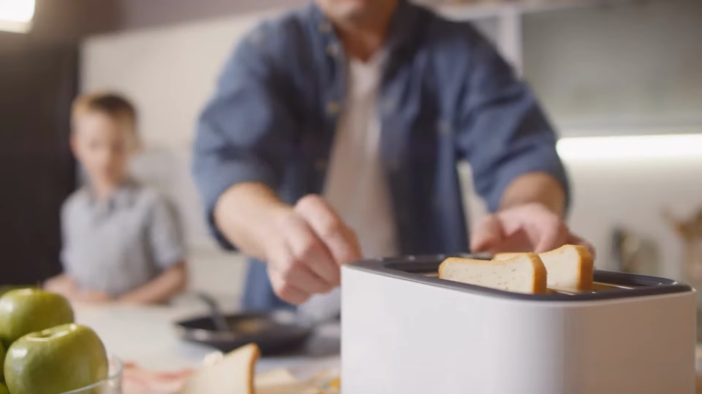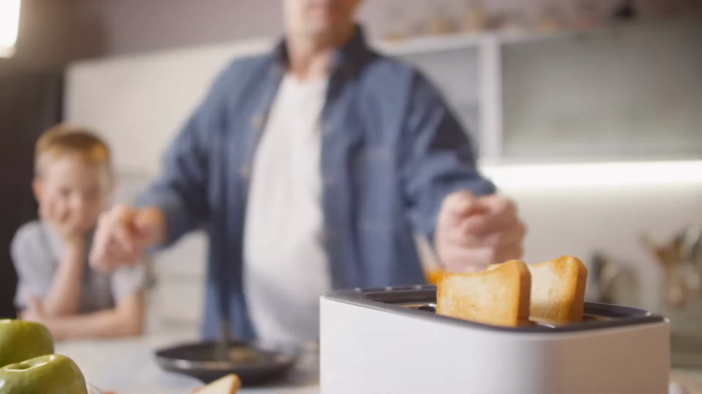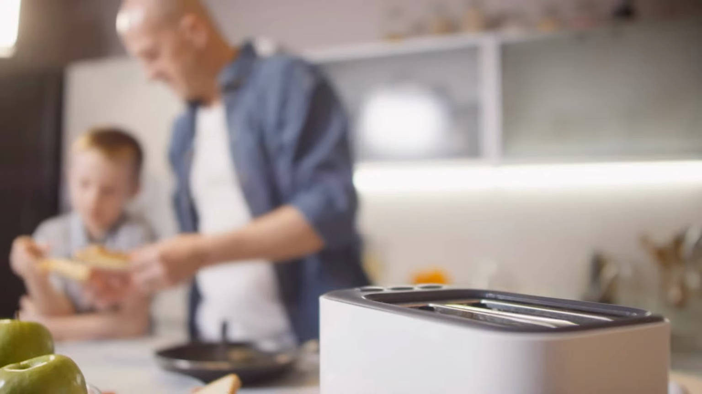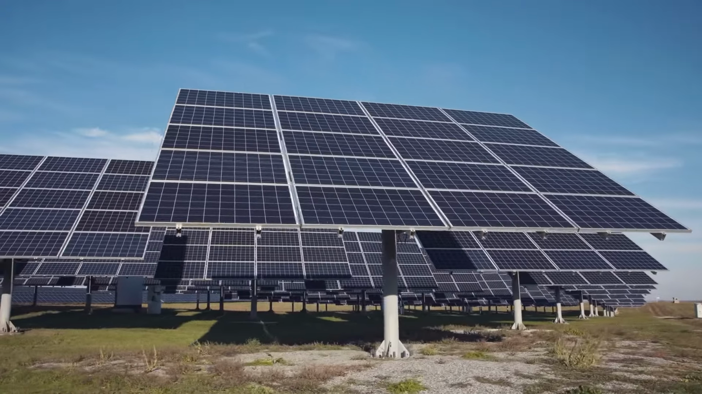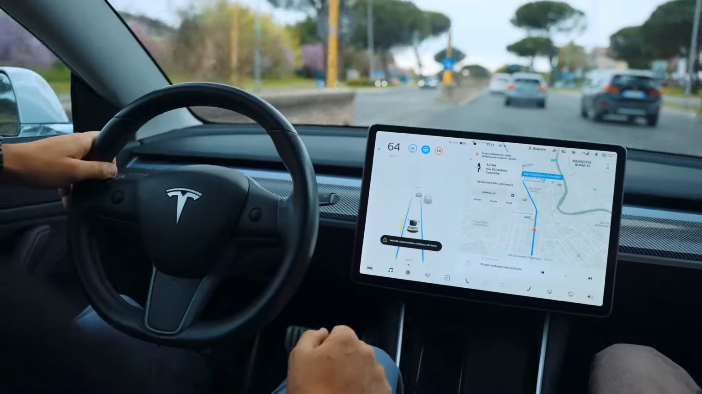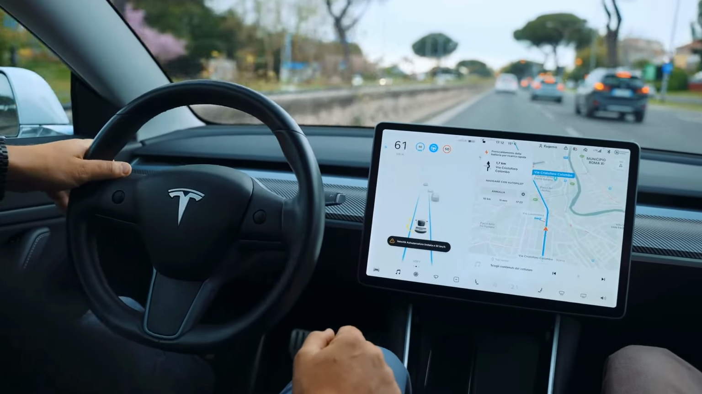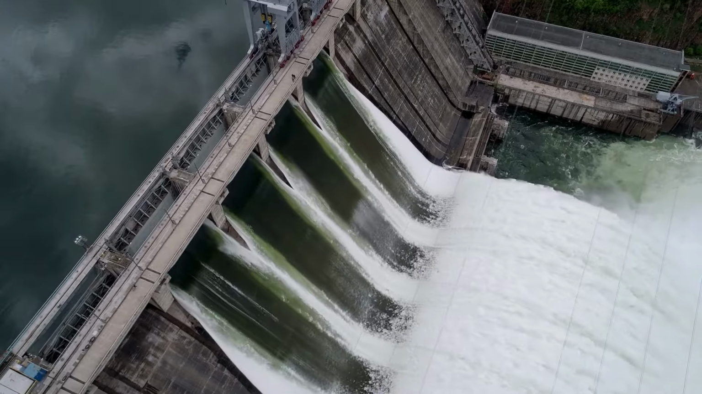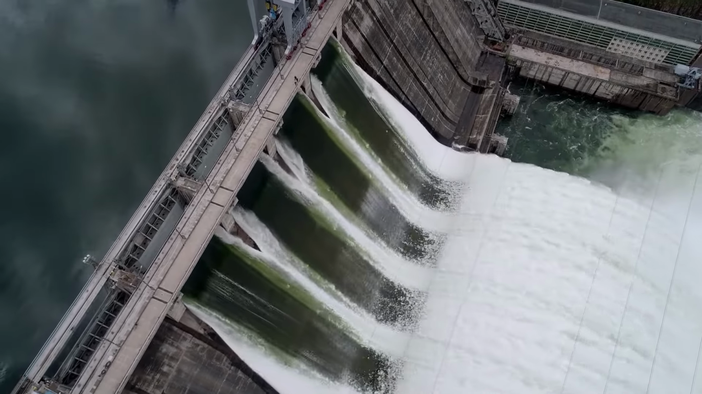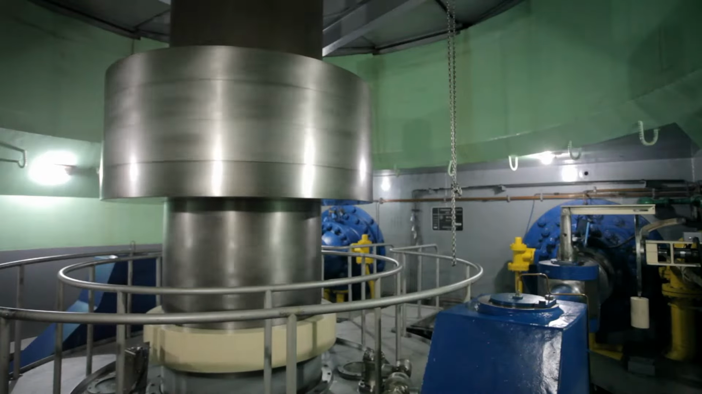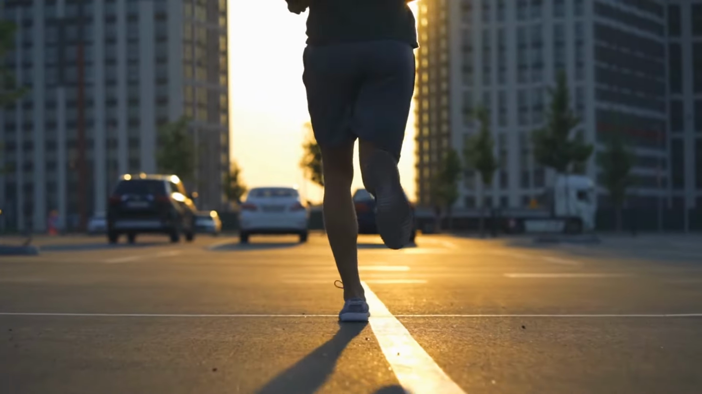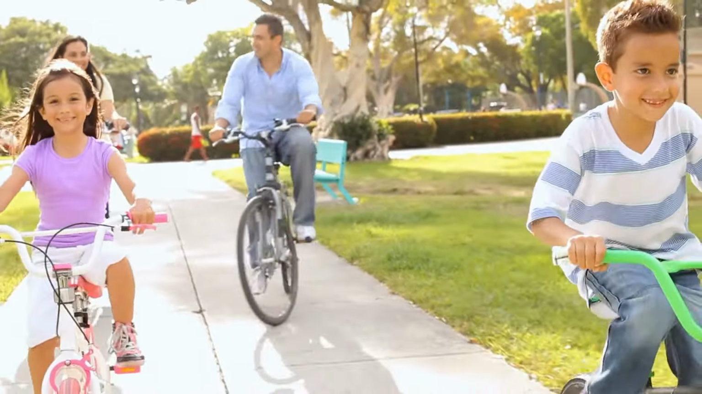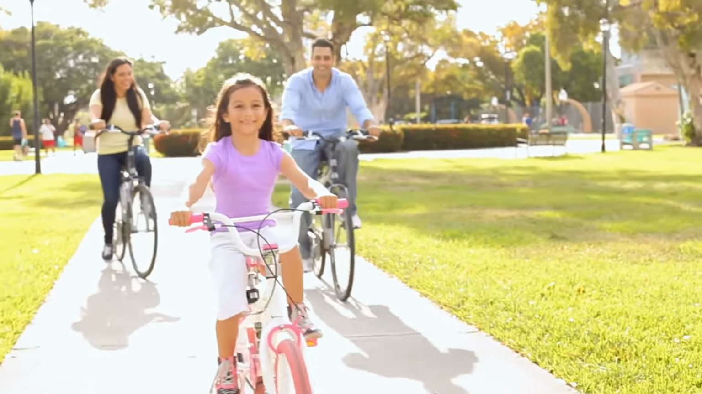An electric toaster. When you make toast, the electrical energy from your outlet is converted into thermal energy, which browns the bread. Solar panels. Solar panels transform light energy from the sun into electrical energy, which can power homes, cars, and devices. Hydroelectric dams. Here, the potential energy of stored water is converted into kinetic energy as it flows down, and then into electrical energy through turbines. Human exercise. When you exercise, your body converts the chemical energy from food into kinetic energy for movement and thermal energy as your body heats up.